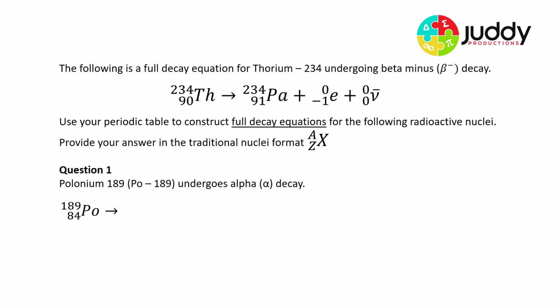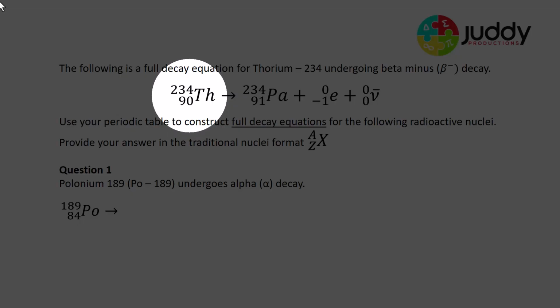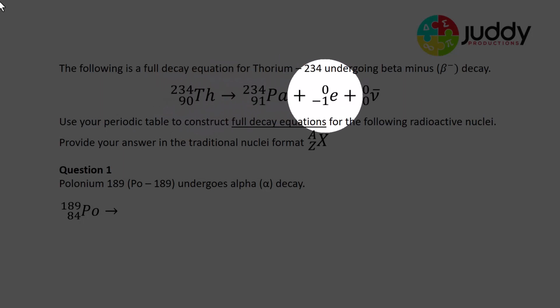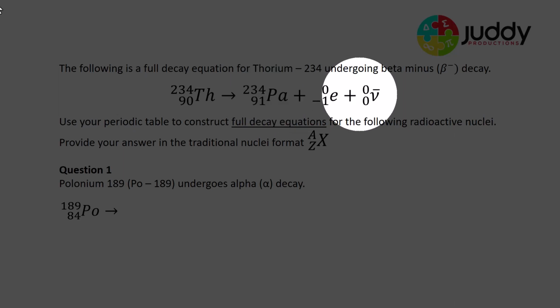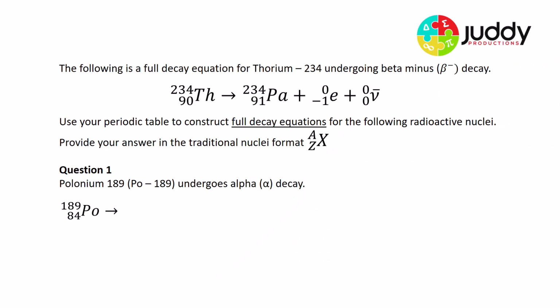The following is a full decay equation for thorium-234 undergoing beta minus decay. So we start with thorium-234. It decays a beta minus particle, 0 and -1, a high speed electron, and doing so it produces protactinium-234 nuclei. In terms of energy conservation, there is also an antineutrino that's generated. So to do a full decay equation, we must use the correct symbols for all the nuclei and the particles, and we also must use the notation of the mass number and the atomic number.